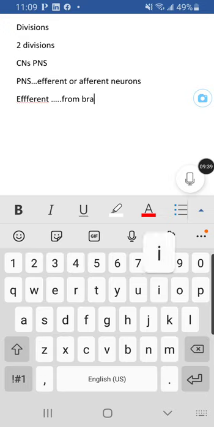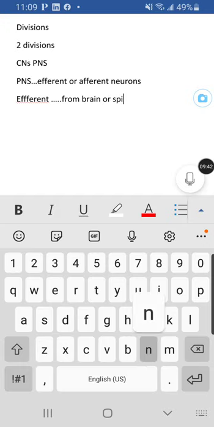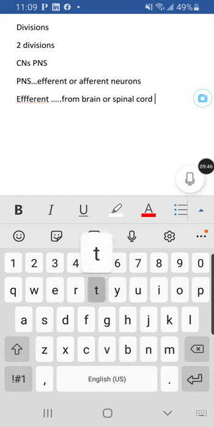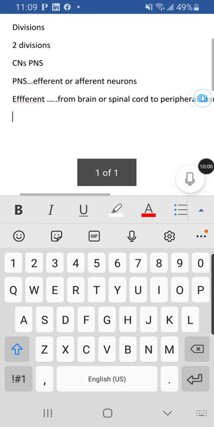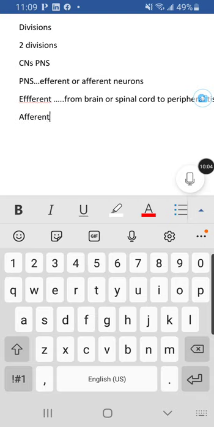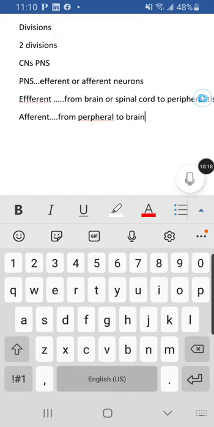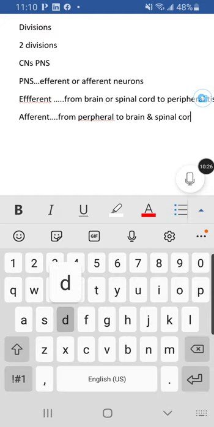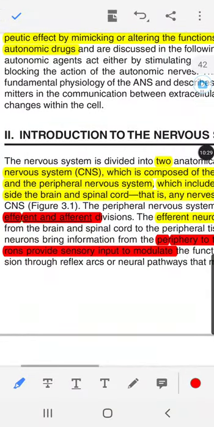From the brain or spinal cord to peripheral tissues. And the next one, afferent, which is from the periphery to the brain. Okay, so here you have learned these things.